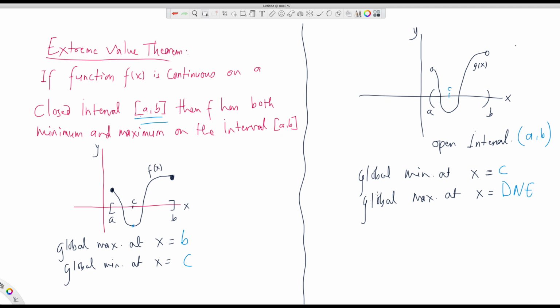So sometimes, if a function is continuous in an open interval, for example, let us look at this one. Suppose this is a and this is b. Then in this case the function is continuous in the open interval (a, b), right? But it has both a global max and a global min, because see, at c it has a global min and at d it has a global max.